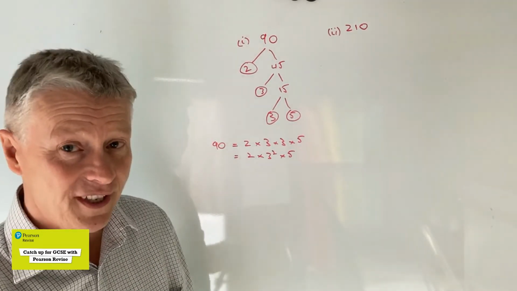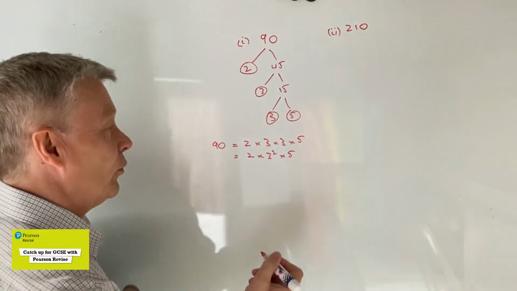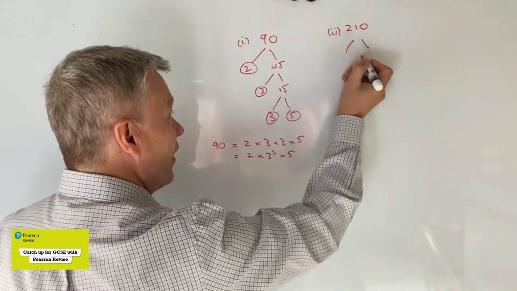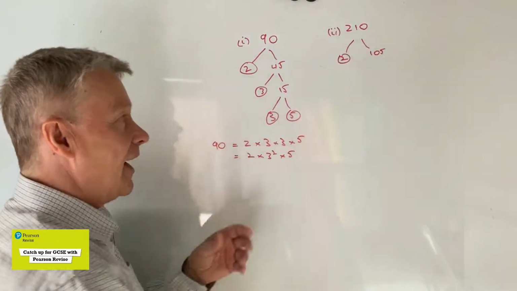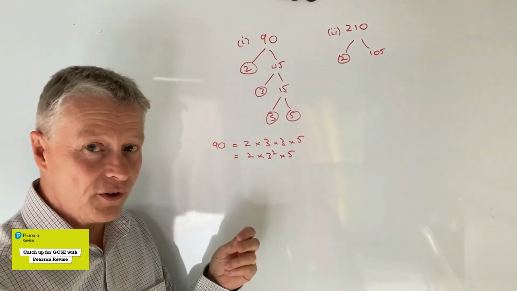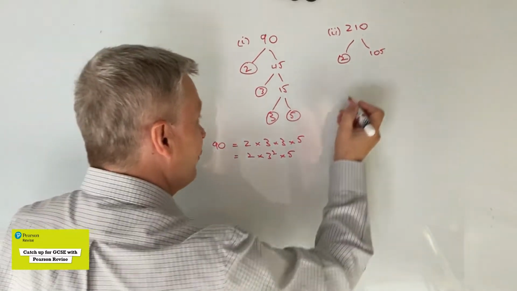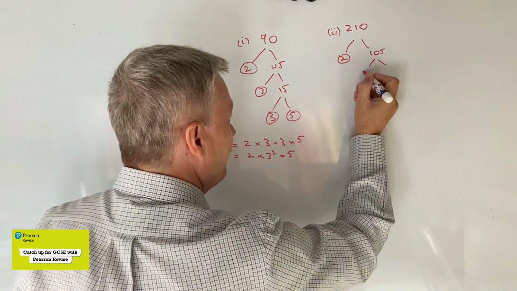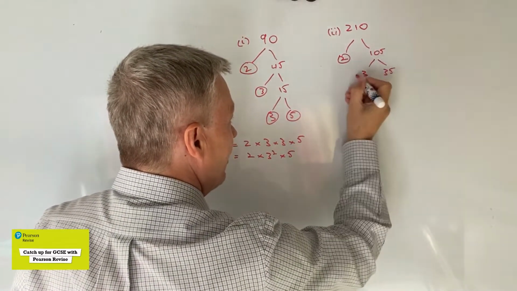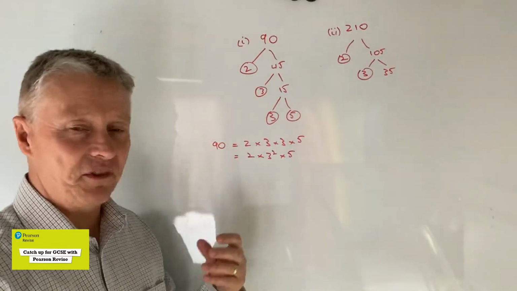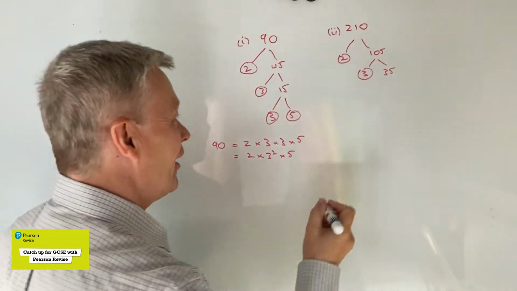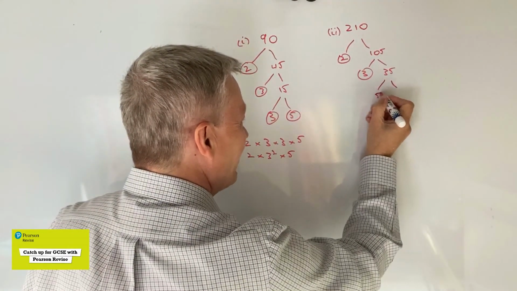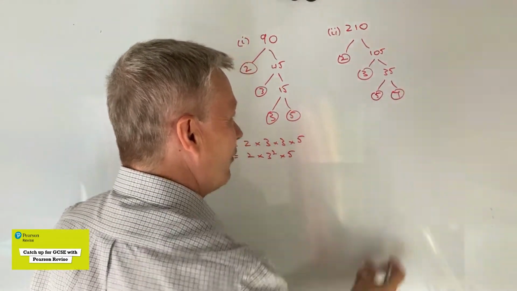So we're going to use exactly the same method when we're dealing with 210. I'm going to say 2, 105. Now again, it's an odd number, but I do know it's divisible by 3. 3 will go into 105 35 times. 35, again an odd number, not divisible by 3, but it is 5 times 7, both of which are prime numbers.